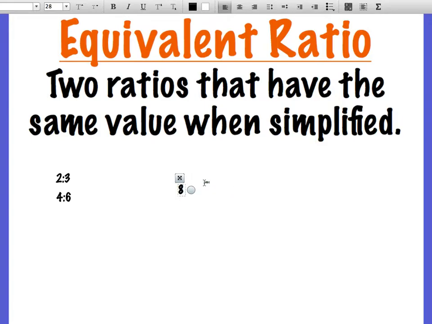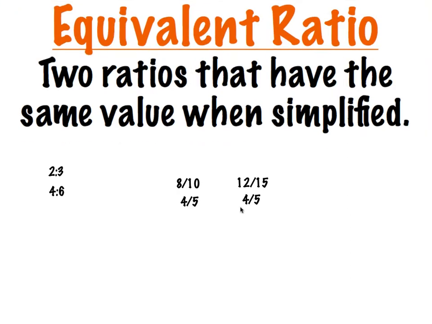Or you could say, so if I have 8 to 10, and if I have, let's see, I could go with 12 to 15. These are equivalent ratios. Even though there's not a way to get from 8 to 12 and 10 to 15 that's easily thought of, if I break down 8 to 10, I get 4 to 5. Divide by 2, divide by 2. And if I simplify 12 to 15, I get 4 to 5. So again, these two have the same value, so that 4 to 5 when they are simplified.